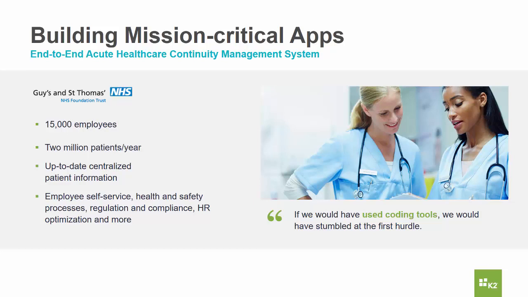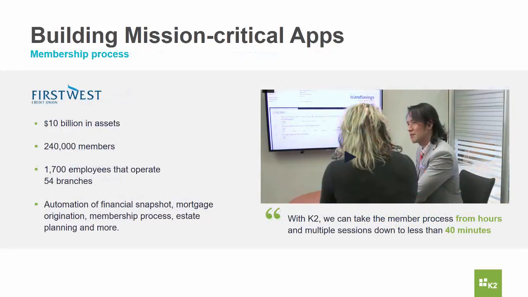But we have people that are successful on our platform. Take St. Thomas as an example, where they're not only automating internal processes around things like human resources, safety and compliance, but also improving overall healthcare for their patients, by building an end-to-end acute management system right on K2. We're seeing that in financial services too. Take First West Credit Union as an example, where K2 has been used to reduce their member process from hours down to 40 minutes. And why is this important? For them, it dramatically improves customer experience and the value they bring back to their own members.